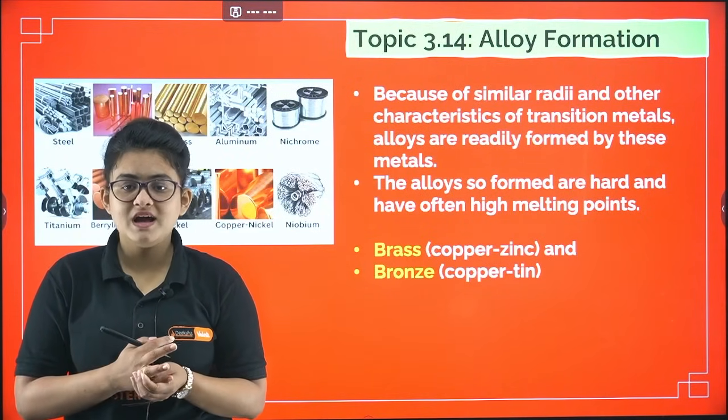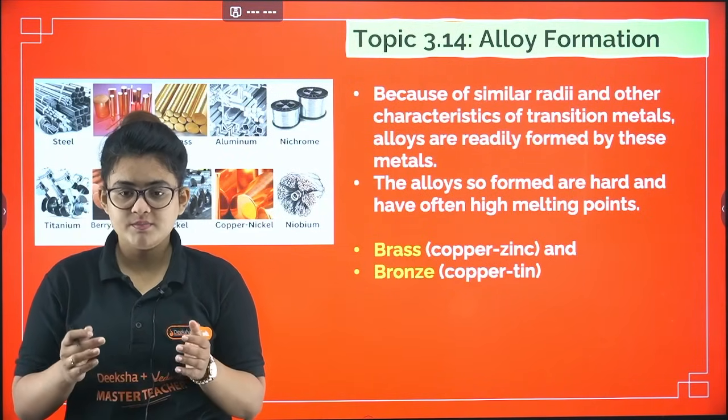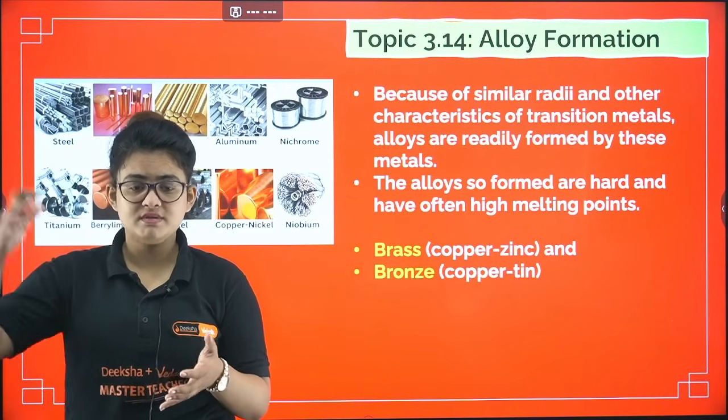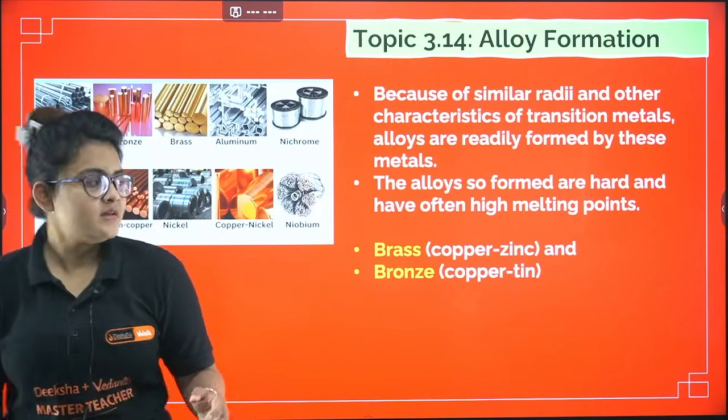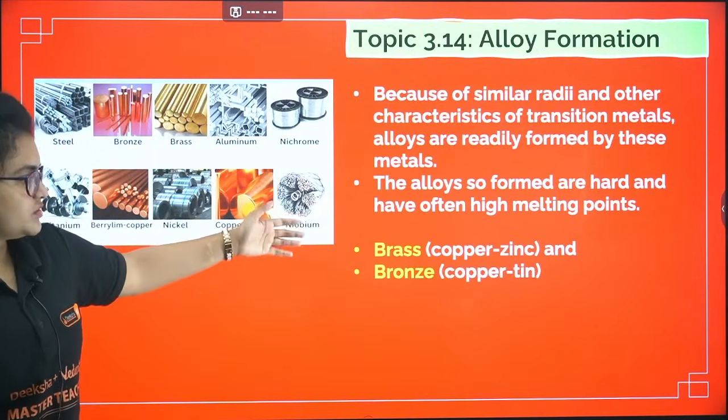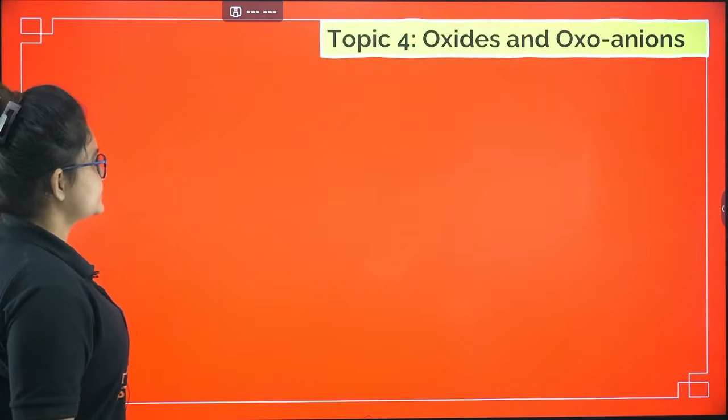They form very hard compounds, and the overall compound becomes very hard with a high melting point. It gives some benefits in the industry. So brass, bronze, you can just give as examples.